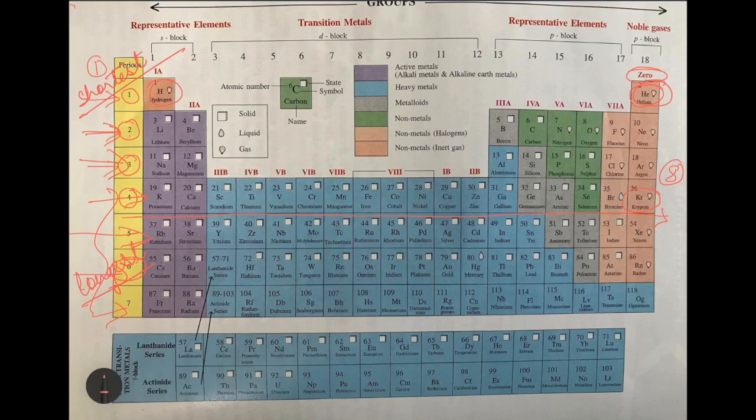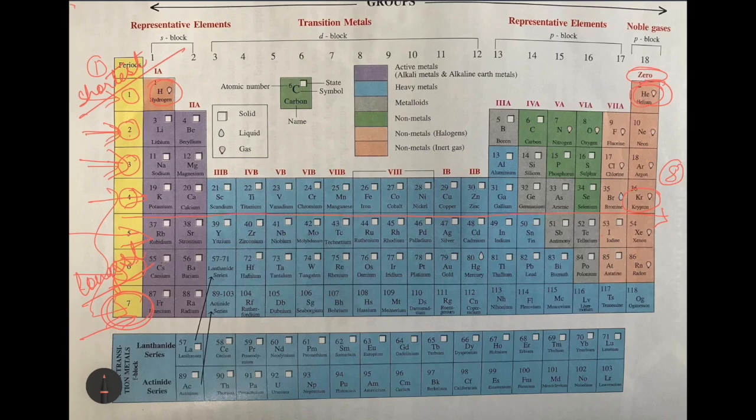The seventh period contains 32 elements, atomic number 87 to 118. It is also the longest period.